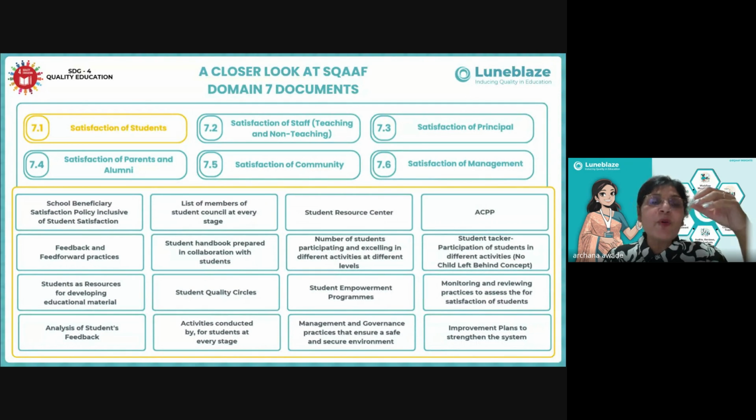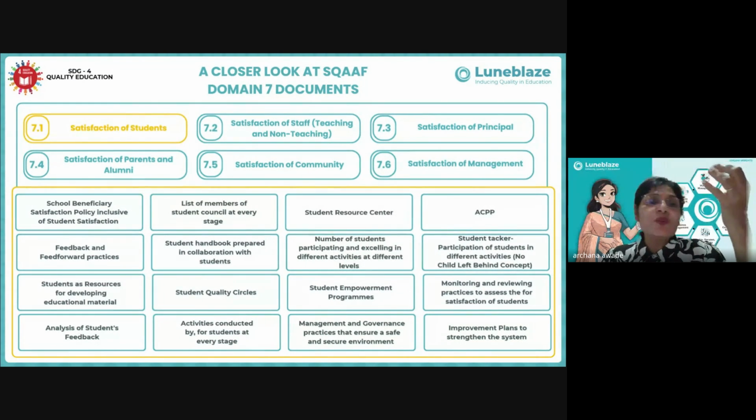Then students empowerment programs like leadership and skill-building activities, what we are planning for their empowerment. That also has to be documented so that we have proper evidence in the form of documents with respect to the SQAAF framework. Then activity records, where the number of students excelling in different activities, what competitions we are conducting in the school for the students, all has to be recorded. Monitoring practices, what are the systems or the regular checkpoints in the school to measure the practices we have planned for student satisfaction.